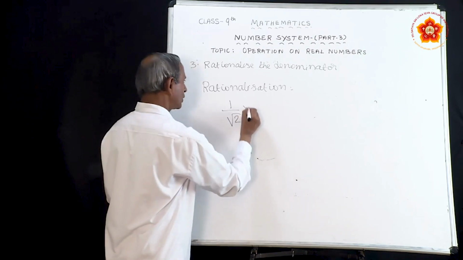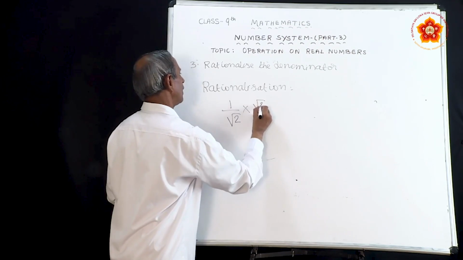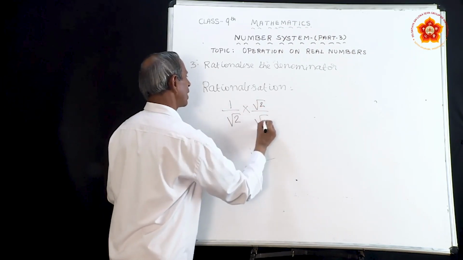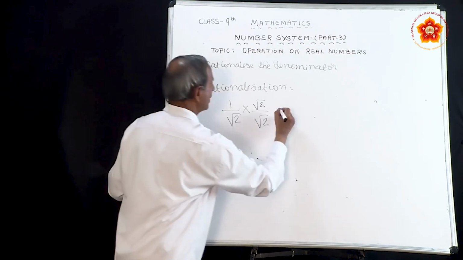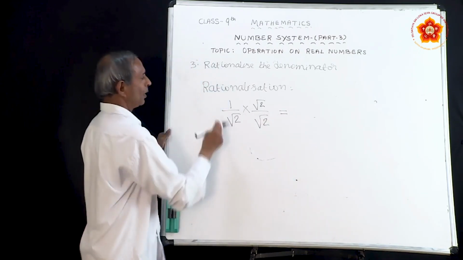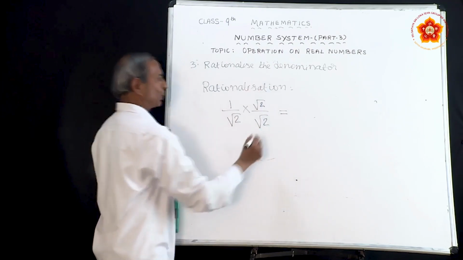If you multiply both the numerator and the denominator by the same number, the value doesn't change. Now let us multiply both the numerator and denominator. 1 multiplied by root 2 becomes root 2.